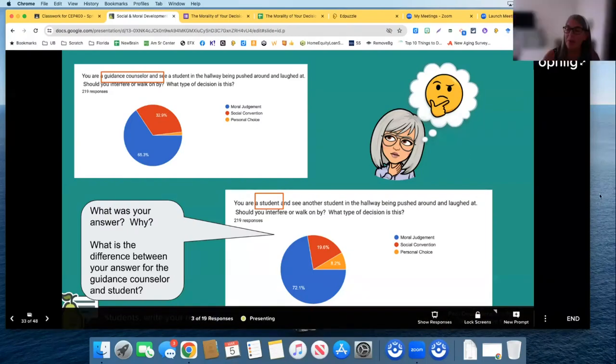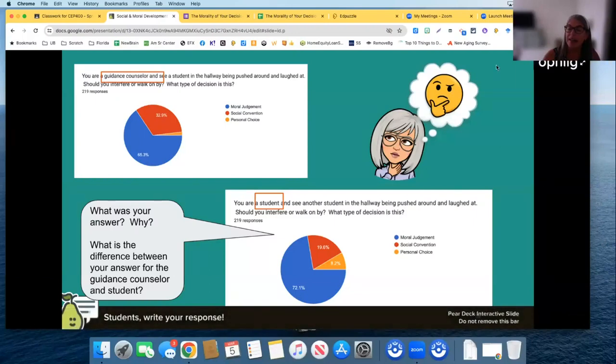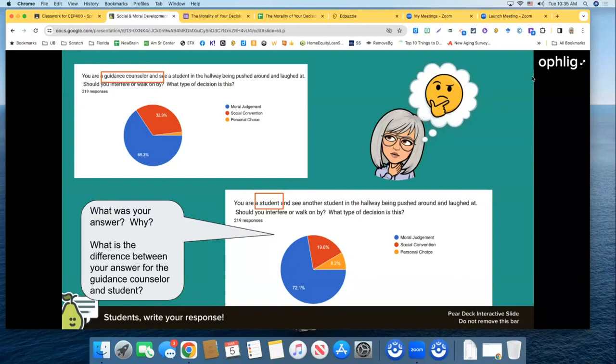Okay, waiting for just a couple more people to join us, but I'd like to hear from Haley. What were you talking about in your room in relation to this? We talked about how all of us said the question about the guidance counselor is more like a social convention because it's their job, they're required to step in in that situation. Whereas the student is more of a moral judgment on whether or not they want to get into that situation. Okay, that makes sense.